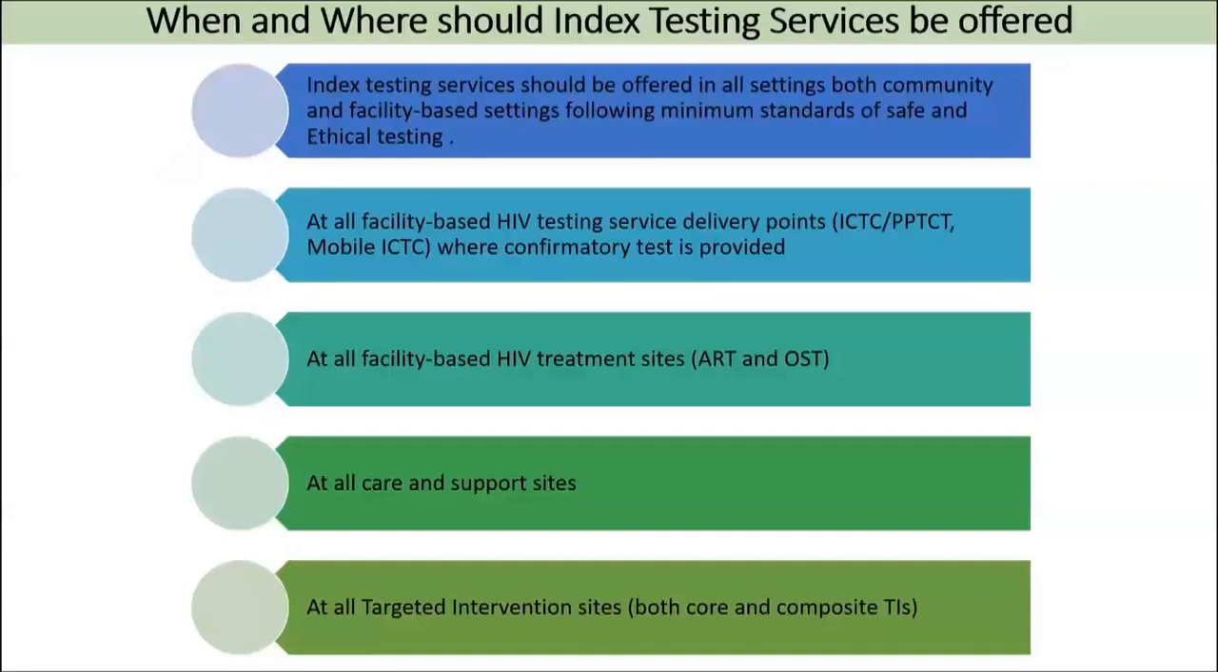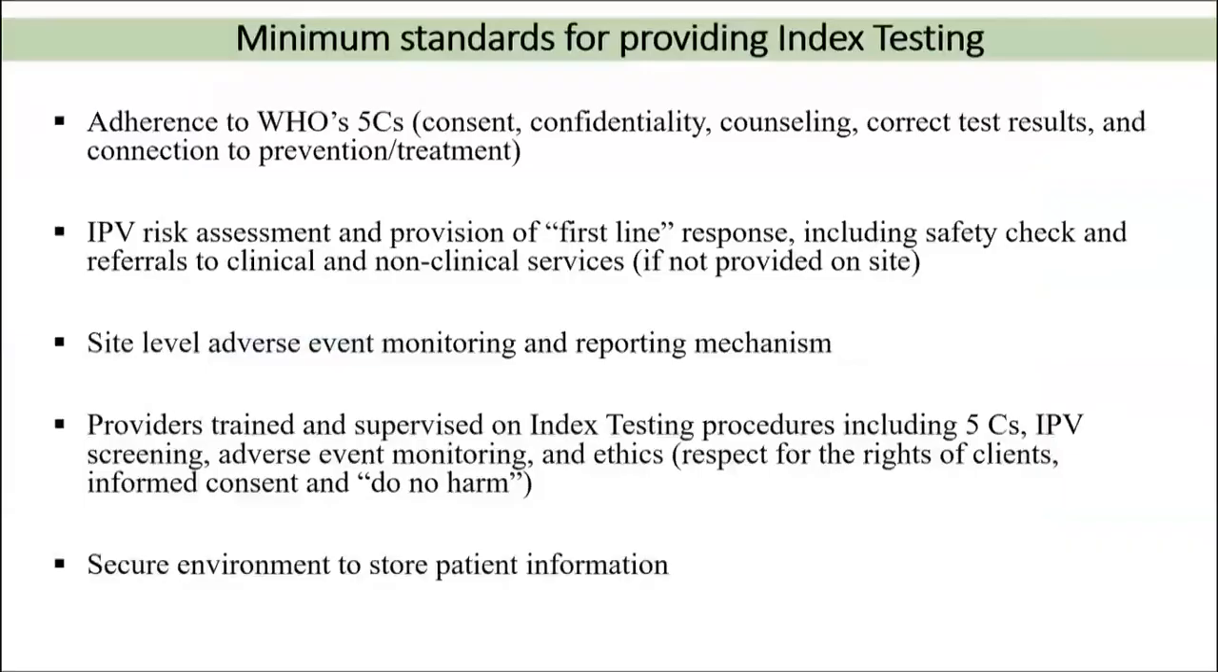It can be a facility where treatment services are provided, like an ART or OST site. It can be a care and support center. Wherever we are planning to provide index testing services, the point is the person needs to be trained on index testing services, and minimum standards of safe and ethical testing need to be followed at these sites. It can be at TI sites also, care and support center, anywhere. So basically the person needs to be trained and follow the minimum standards of safe and ethical testing.